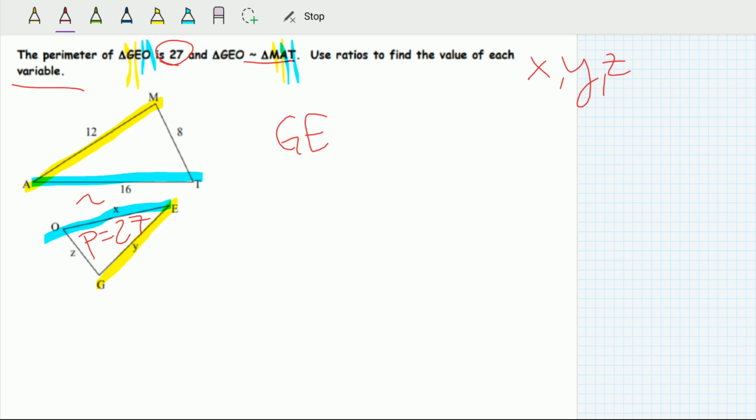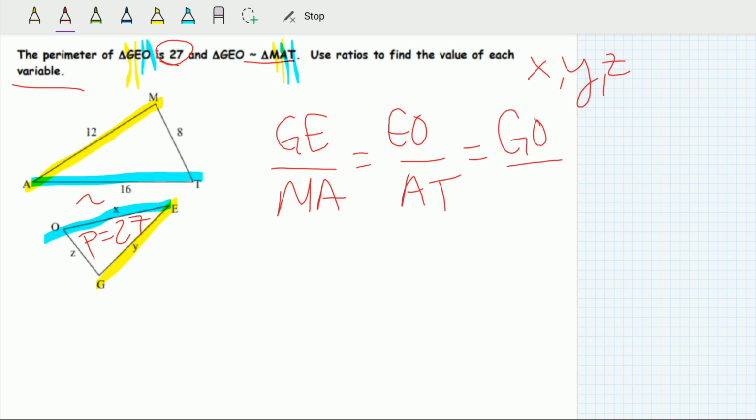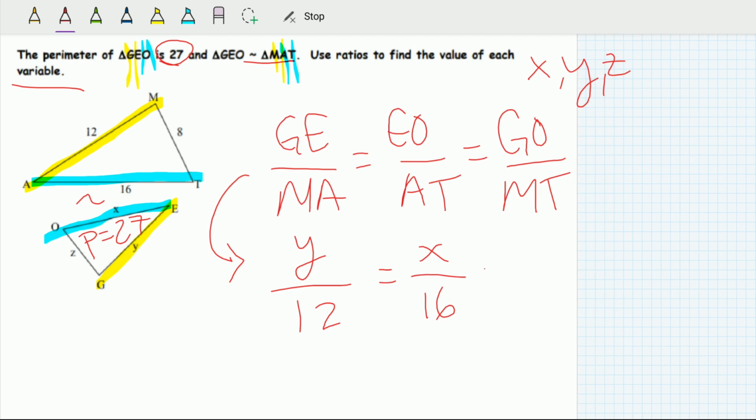So GE to MA is going to be the same thing as EO to AT, which is then the same thing as GO to MT. Now let me start including stuff. GE is Y, MA is 12, EO is X, AT is 16, and then finally GO is Z, MT is 8. Notice how I cannot form an equation here because every single one of them has a variable.